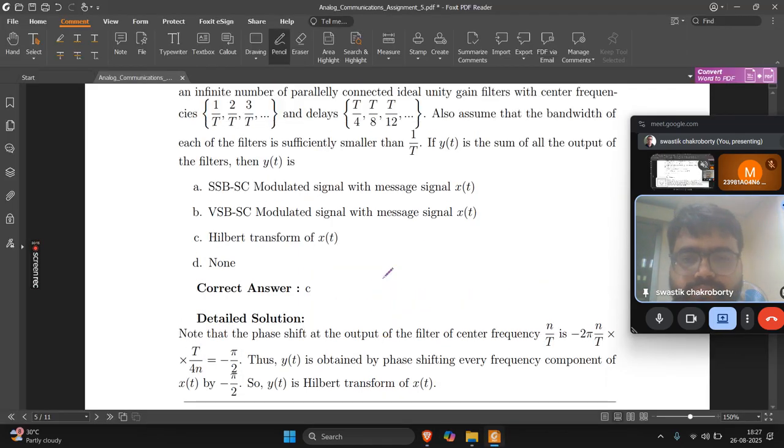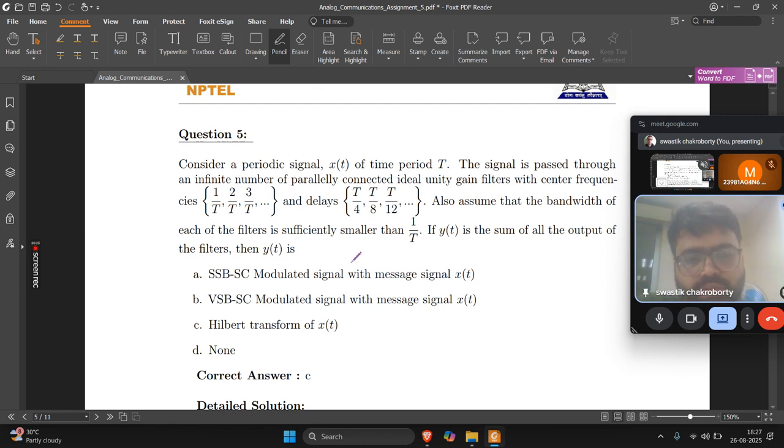Other than that, SSB-SC and VSB-SC are what we have discussed previously. Now only the Hilbert transform was needed, and the Hilbert transform is basically: take the Fourier series, shift the positive frequencies by -90 degrees, and shift the negative frequencies by +90 degrees. You will get the Hilbert transform.